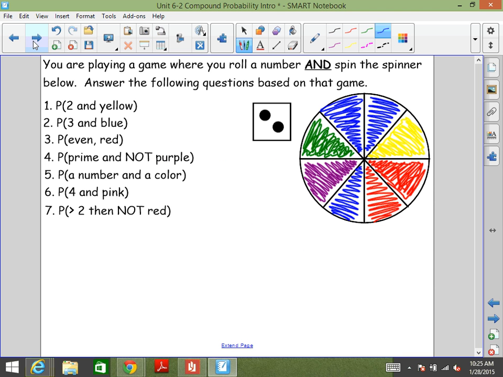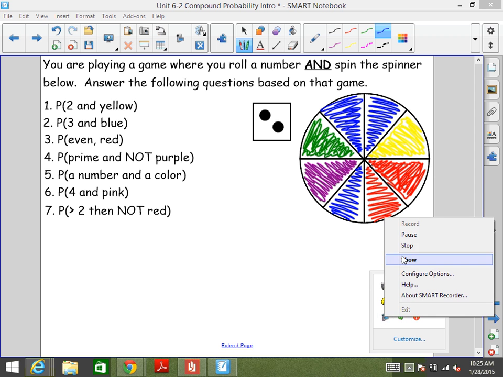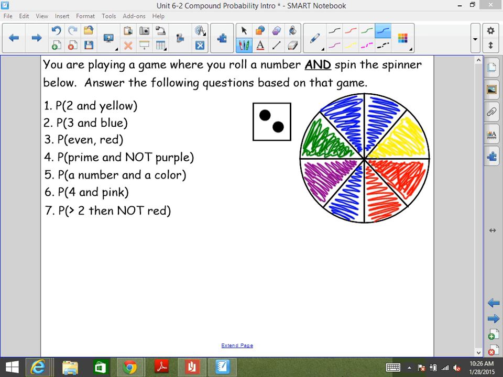Number 1, how many events are going on in this probability experiment that you see before you? How many events? We're doing a number cube and a spinner, right? We've got 2 events taking place here. So how many fractions are we going to have? 2 fractions. Okay, number 1, P does not mean percent. P means probability. So what's the probability of rolling this cube and getting a 2? And, there's that word and, the probability of getting a yellow on the spinner.